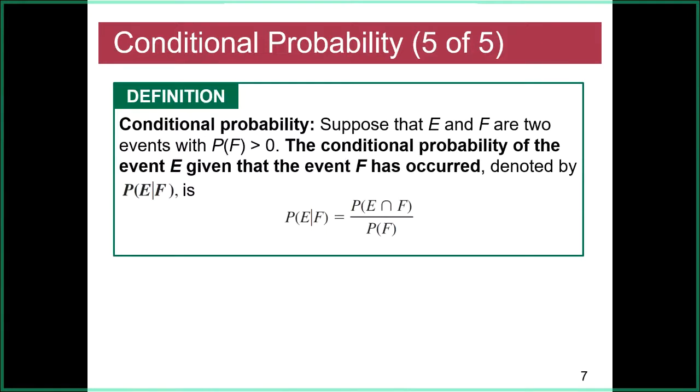Conditional probability, some of the math behind it. If the events follow our normal probability guidelines, conditional probability: suppose that E and F are two events. The conditional probability of event E given that F has occurred is the intersection of E and F, the probability of both occurring, divided by the probability of F.